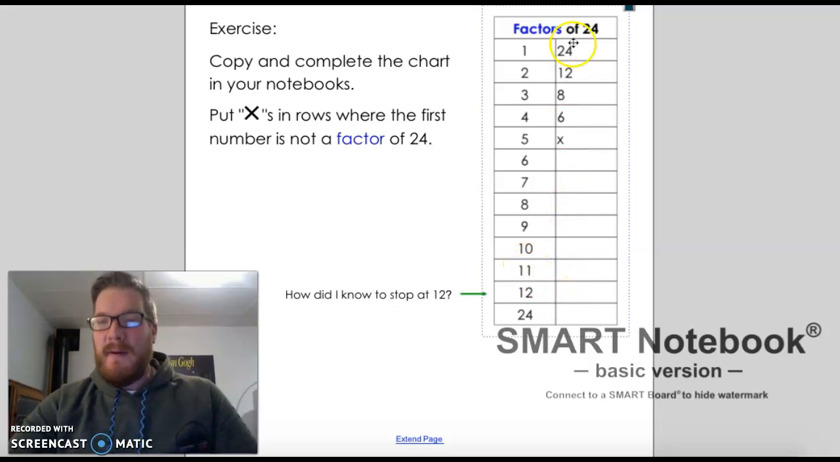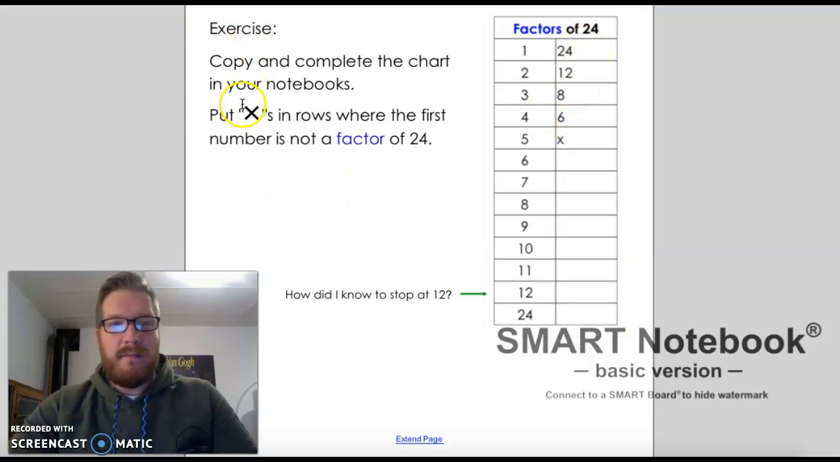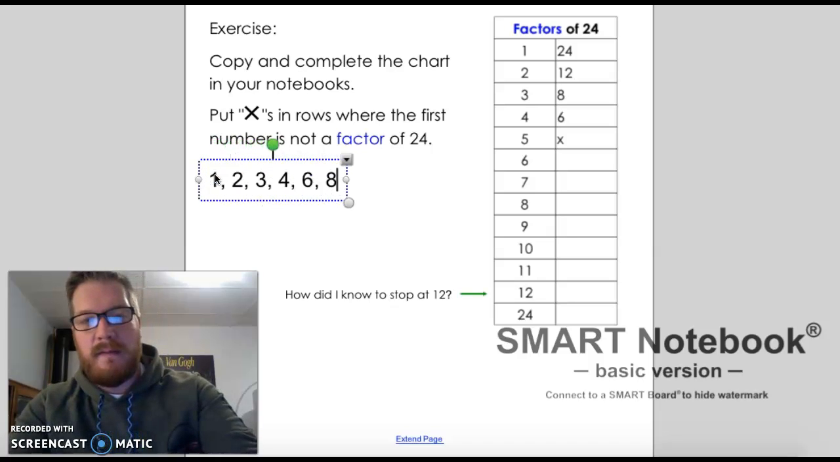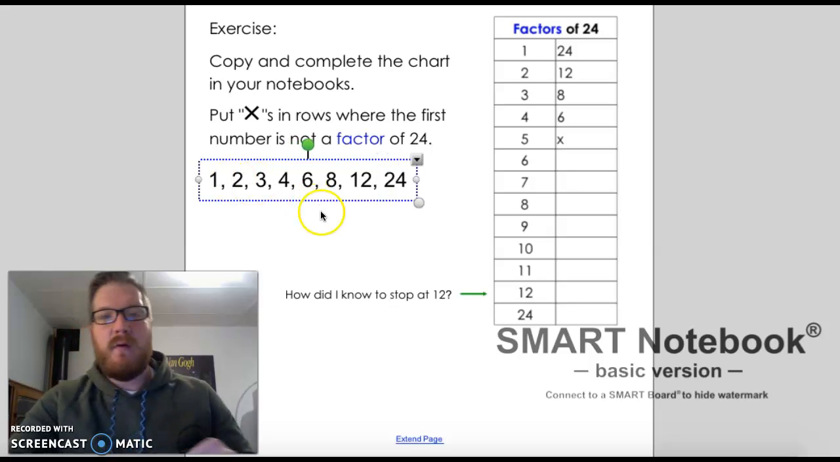Interesting. Anyway, so at this point, I've got this big chart, but I don't have to go any further because if I go beyond 4, I start repeating myself, right? 6 and 4, 8 and 3, 12 and 2, 24 and 1. I've already listed all those things, so I don't have to go anywhere beyond that. So all my factors, 1, 2, 3, 4, 6, 8, 12, and 24, are all of the factors of 24.